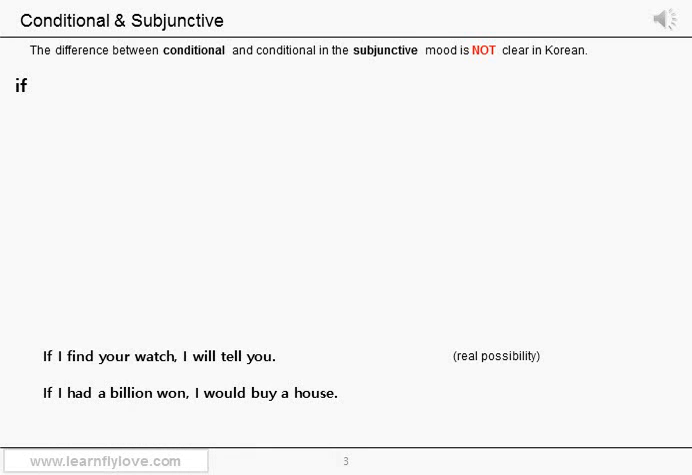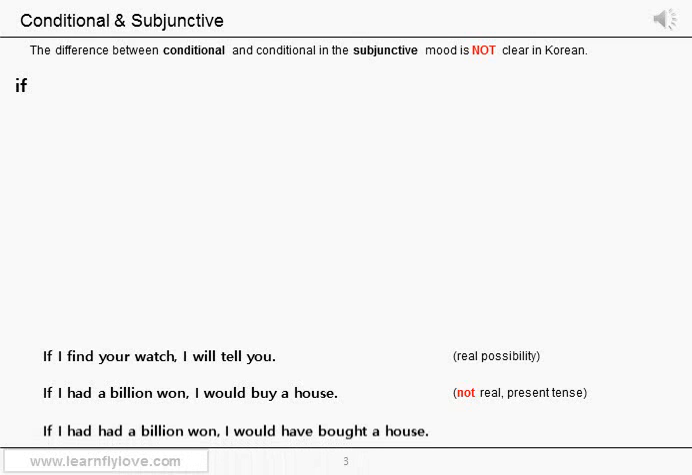Let's see the next sentence. If I had 1,000,000,000 won, I would buy a house. 1,000,000,000 won is about 1 million US dollars. Anyway, the main verb had in the if clause is in the past tense. It's in the subjunctive mood. You put the main verb of the if clause in the past tense like this in English when the situation is not real and you imagine the situation. But the meaning is present, not the past.